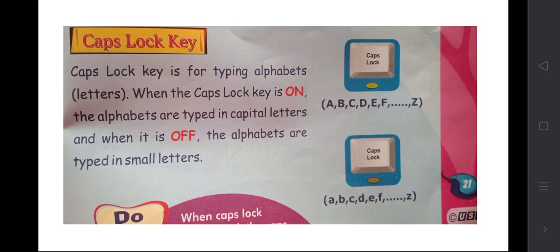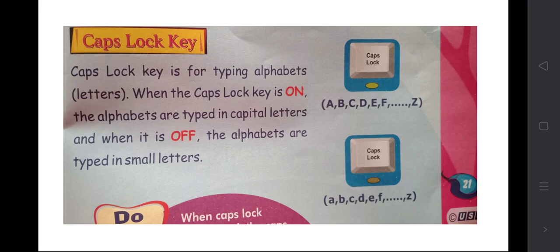Okay, then the caps lock key is for typing alphabet letters. When the caps lock key is on, the alphabets are typed in capital letters. When it is off, the alphabets are typed in small letters. It's all about switching on and off. If it is on, it will type only capital letters. If the key is off, then it will type only small letters.